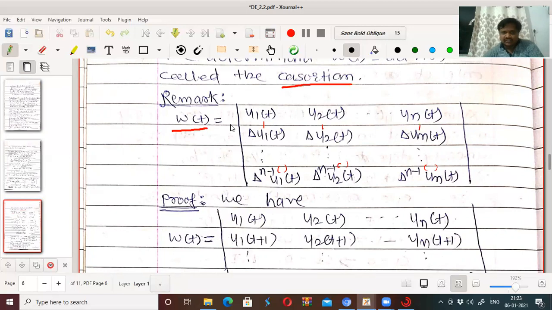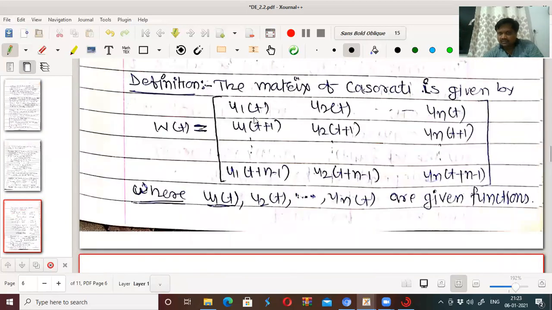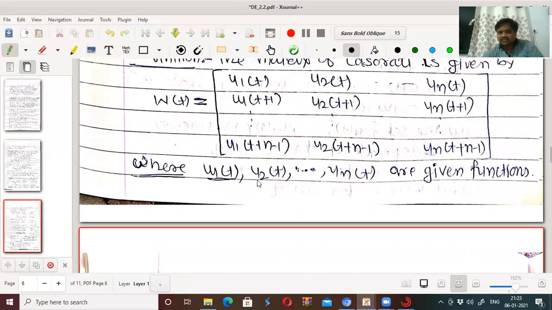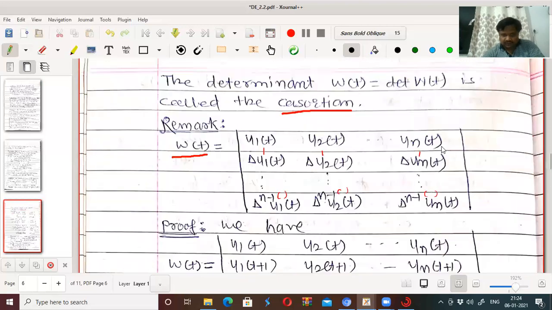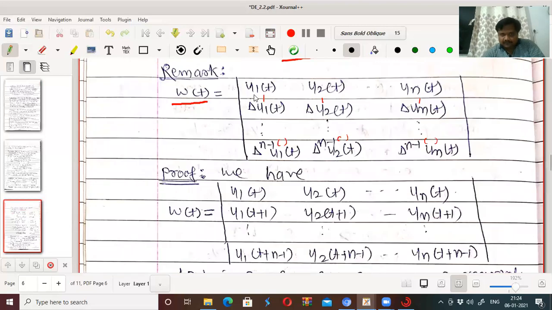Now, actually the definition was this one: u1(t), u1(t+1) up to u1(t+n-1). And we are saying this can be replaced by delta u1(t), delta u2(t), delta un(t), and delta^(n-1) u1(t), delta^(n-1) u2(t), delta^(n-1) un(t). Okay, we'll prove it.